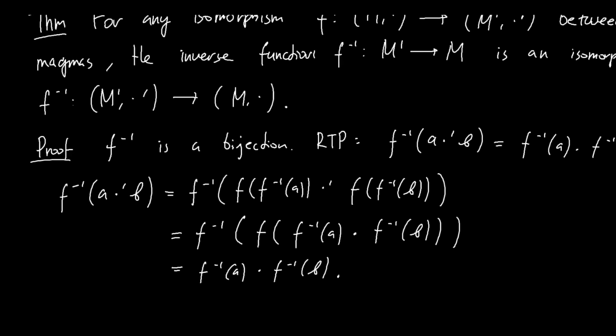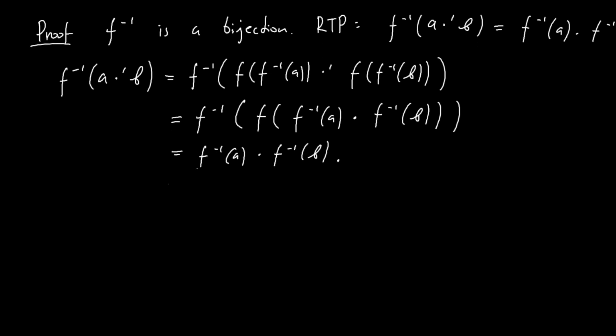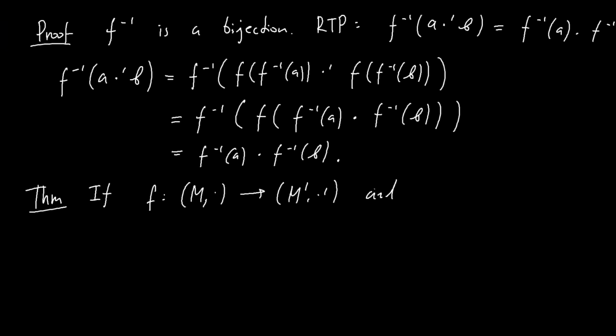Now, there are many other facts about isomorphism we could establish apart from this one. For instance, here's an example. If f goes from M to M prime, and we also have another function g from that other magma to a third magma, M double prime. If both of these are isomorphisms, well, actually, let me just restrict to homomorphisms.